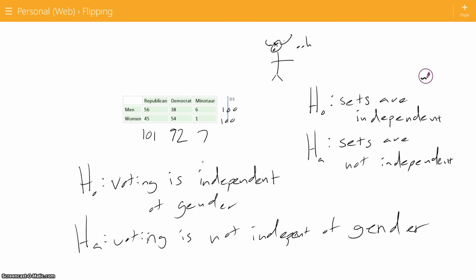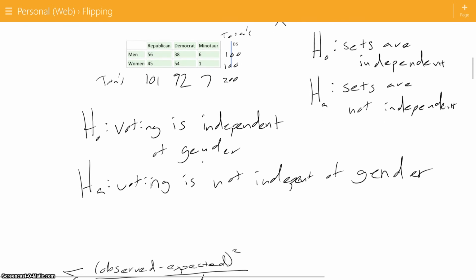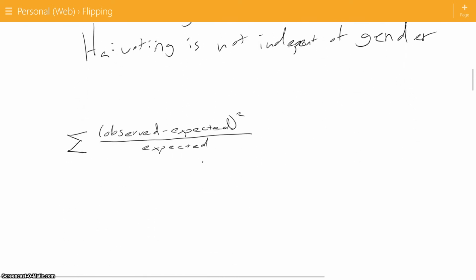All right, so we will need our totals here. We just had some totals there. We had some totals here. And let's get a total of all our totals. Either way you add it up, if you go down or if you come across the row, you'll get a total of 200 people included in this particular data set. And now we need to get our chi-squared.